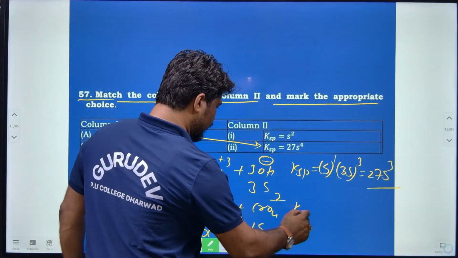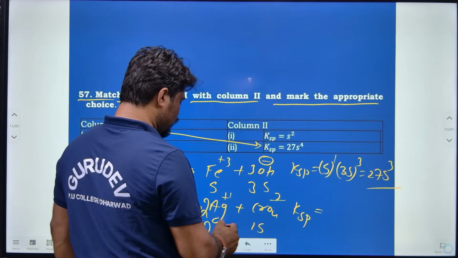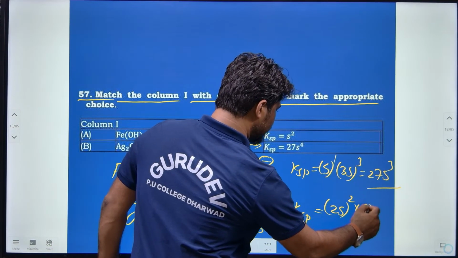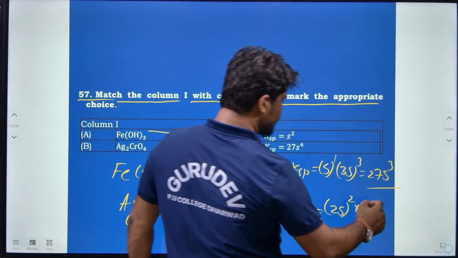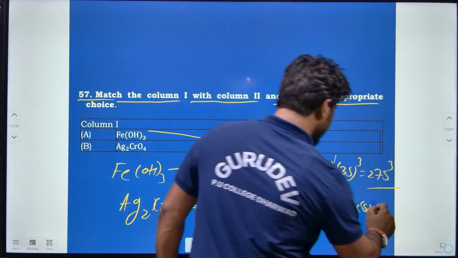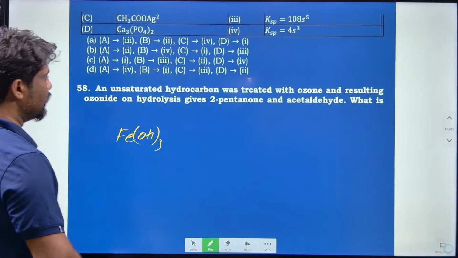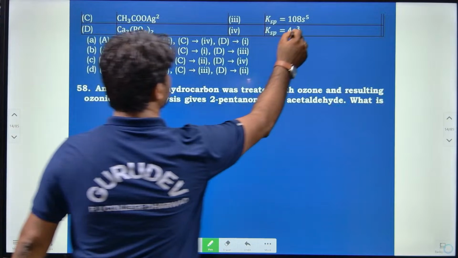Now, what about the KSP? KSP is equal to 2S, that is the 2S square into 1S. 2 2s are 4, so the answer is 4S cube. So 4S cube I can find here, that is 4S cube.